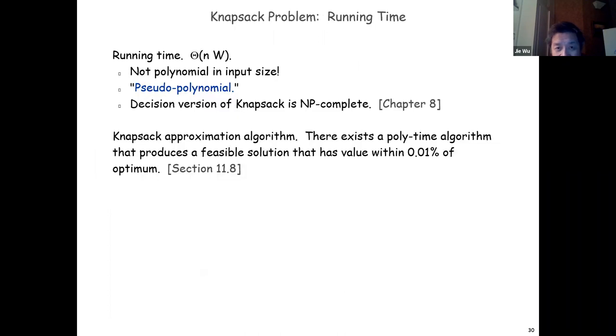So I'm not going to go through this one. One important thing is about runtime. Now the complexity is not based on n only, it's n times W. That's why we call this a pseudo polynomial. So it's not a polynomial in terms of input size, but is also based on W.